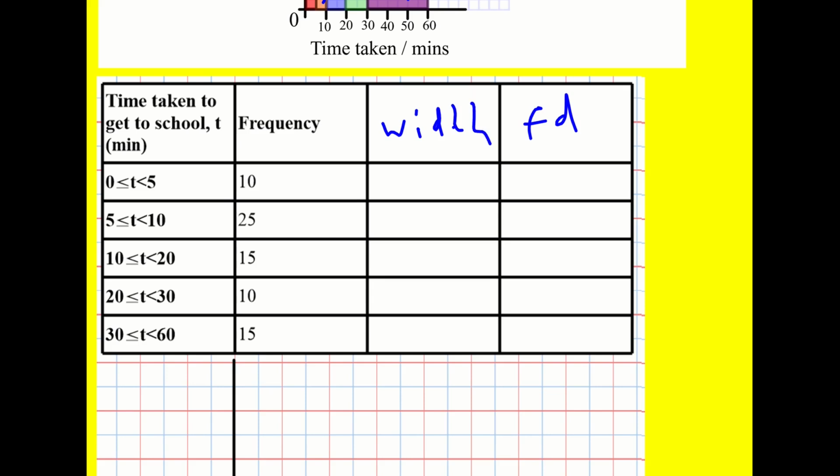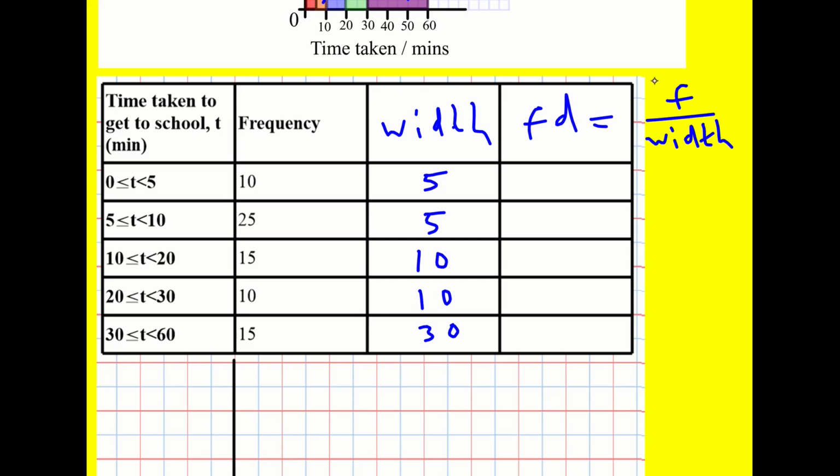So the width in this case, because that is something we're going to need to be careful about in a bit. The width is 0 to 5. It's just 5. Yes, I know it can't actually equal 5, but it is essentially 5, or 4.9 recurring, which is 5. And then here, we've got a width of 5 again. Then a width of 10. Then a width of 10. Then a width of 30. The frequency density is frequency divided by width.